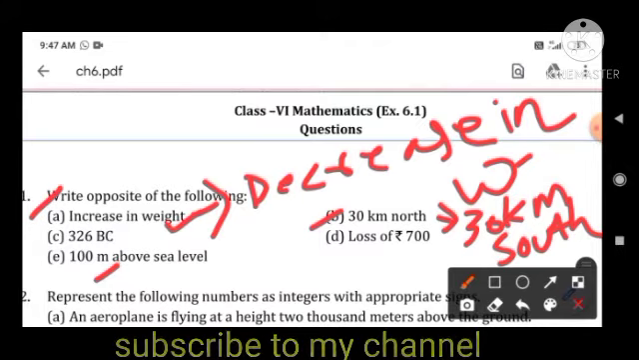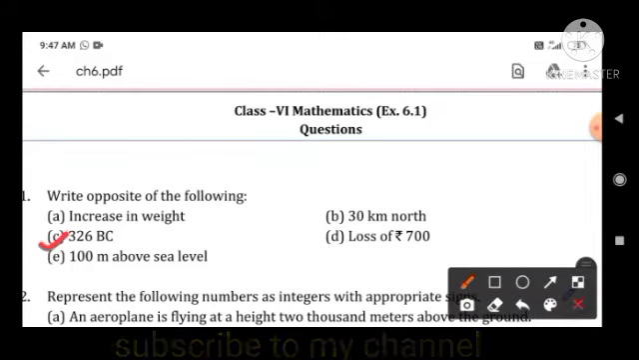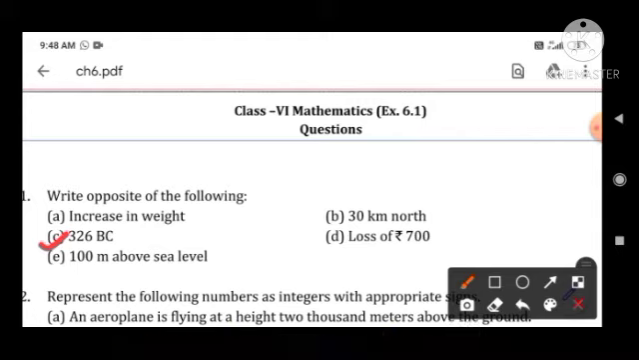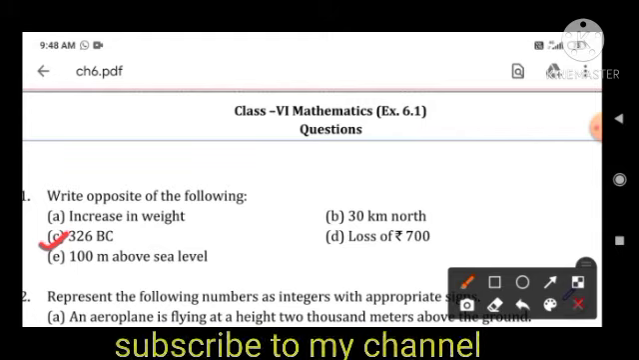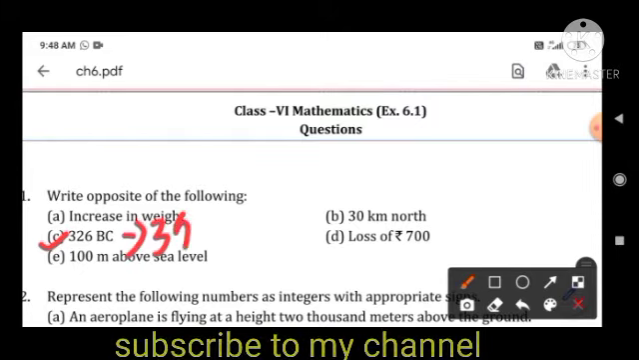Now C question is given what? 326 BC. So opposite will be what? 326 AD. BC means before Christ and AD will be after Christ. What is the opposite of before? It will be after, isn't it? Before, after. So what you will write? The answer for this question will be 326 AD.